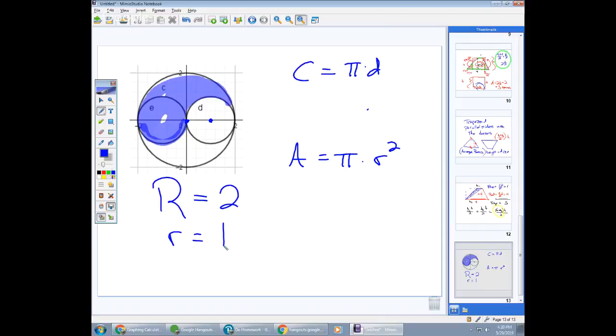All right, so there's a couple different ways to go about this. I'm going to let you struggle for a minute. Come up with the area of yin or yang. Take your pick. Write something down on paper.